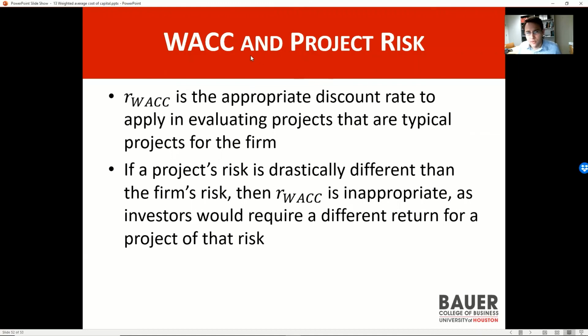These are the caveats with the weighted average cost of capital. We have one WACC for the entire company. So if you use it, that WACC has to look like the rest of the company. It has to be a typical project for the firm. If the project's risk is different than what the firm is doing, then the WACC is going to be inappropriate. It's not going to properly reward the investors for the risk that they're taking, and we'll need to do something else.